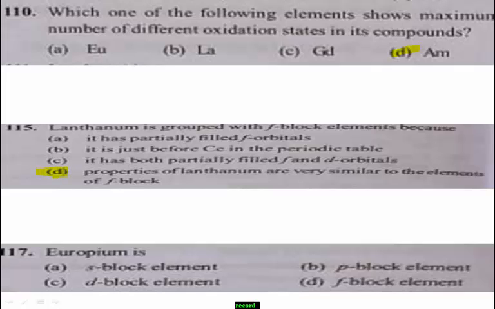Next, question number 117. EU, meaning europium, is option A one of the S block elements, option B one of the P block elements, option C one of the D block elements, and option D an F block element. Europium, where does it take place in the periodic table? Remember, europium is one of the F block elements. It follows the general electronic configuration of F block elements.